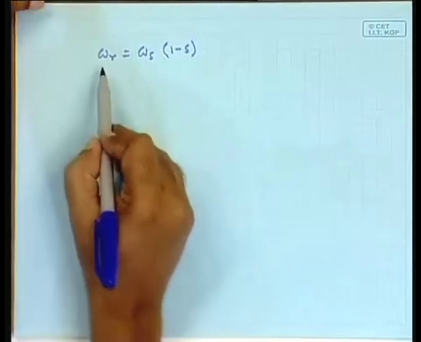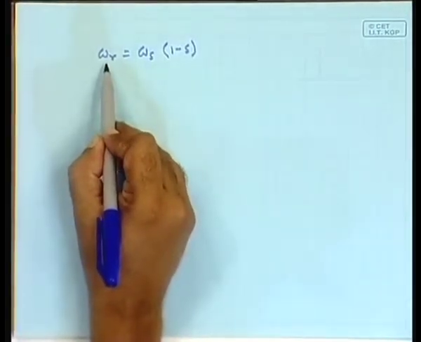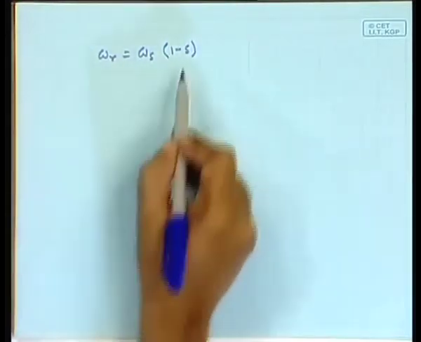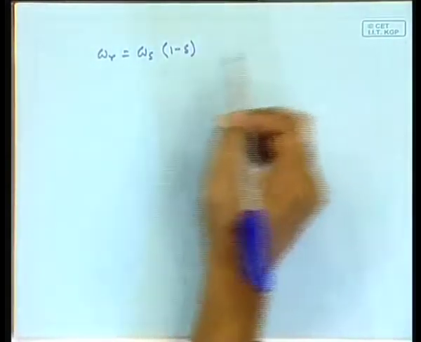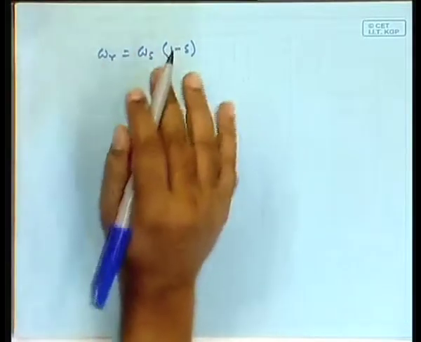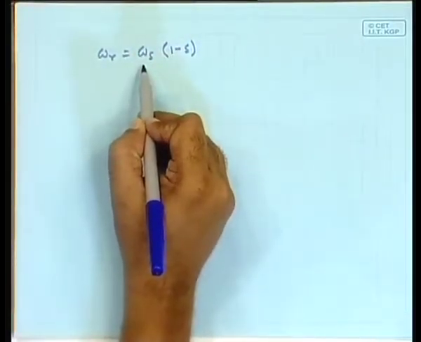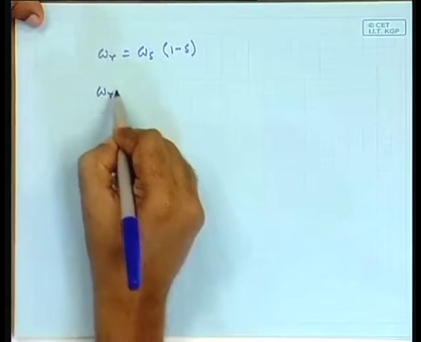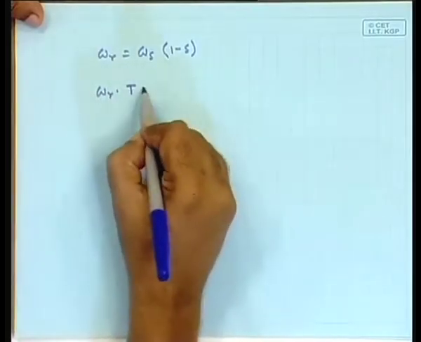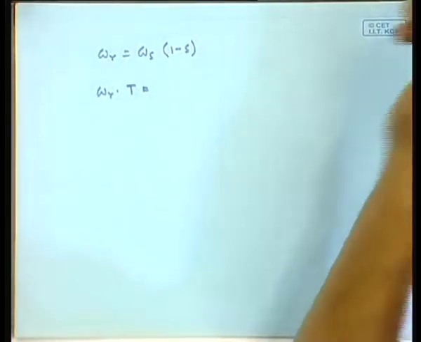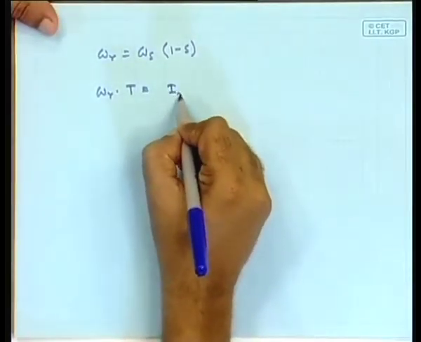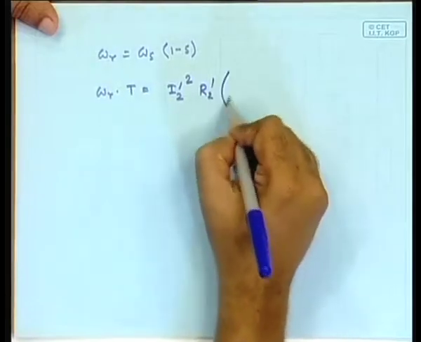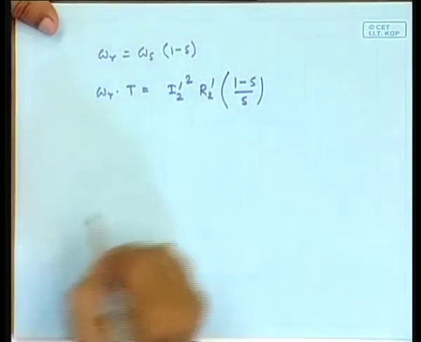okay. So, the angular velocity of the actual rotation will be the angular velocity of the field's rotation times (1 minus s). S is a very small quantity like 0.03. So, the omega r is really close to omega s, but not really equal to it. If this is omega r, then we can write omega r times the torque is equal to the power, that is I2 dashed square R2 dashed (1 minus S) by S.